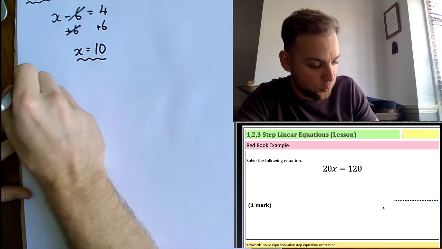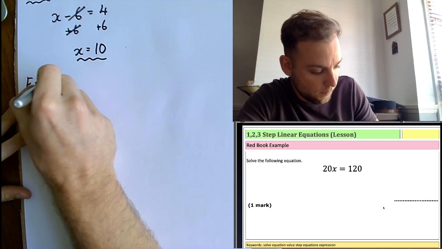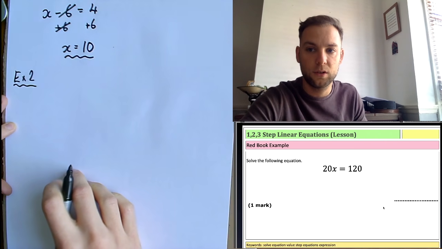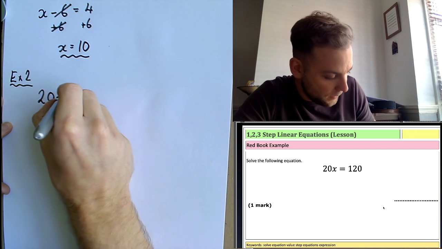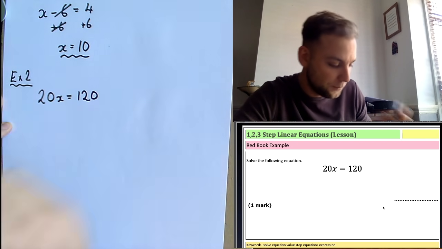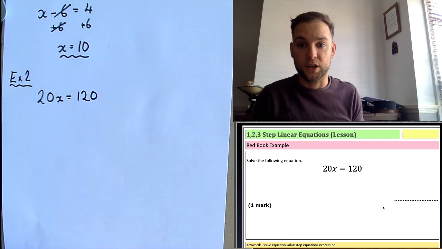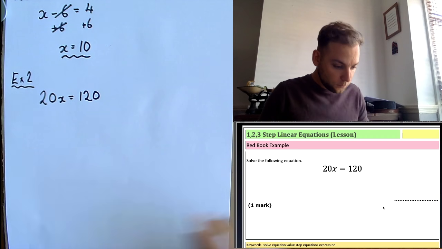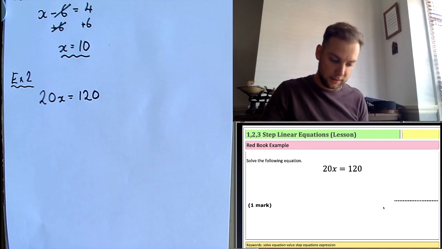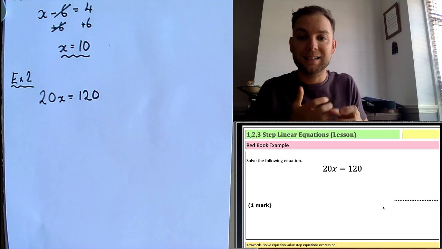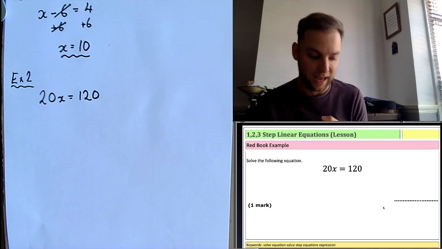So here, example 2. Remember to make sure you're getting this in your notes. So here we've got 20x is equal to 120. Now if you've watched some of the earlier videos, you might have seen what this 20x means, and you should probably go back and watch that if you don't understand what that means. 20x means 20 times by x.